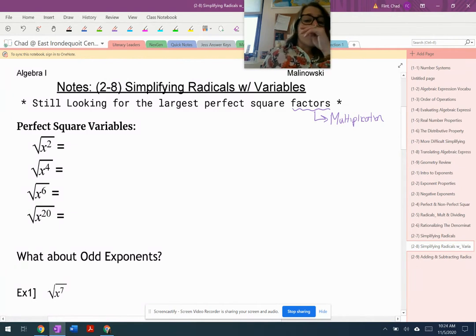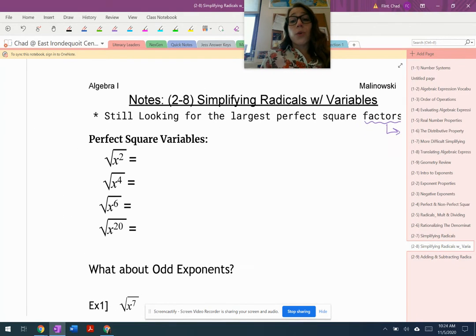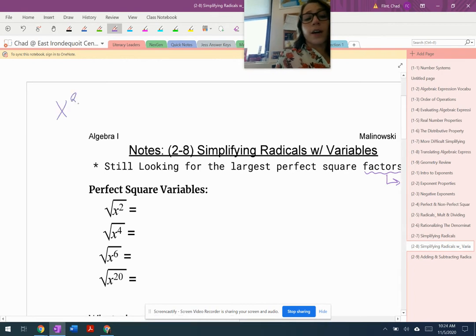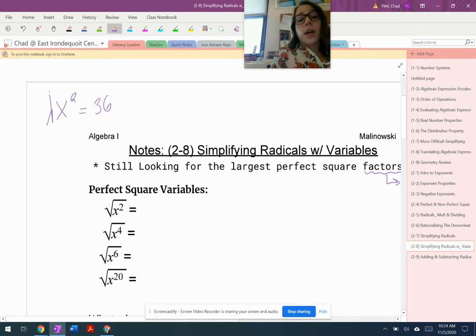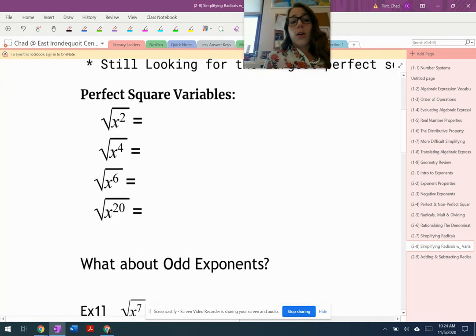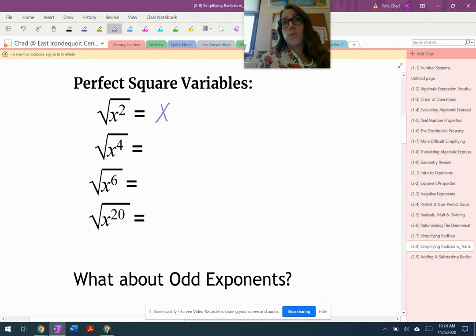When we look at perfect squares, we know we have perfect squares like 16, 25, 81. But with variables, it's a little bit different. From our work in those little baby equations, like when I have x squared equal to 36, I can undo that square by taking the square root to get x. So the square root of x squared is equal to x, because a square root undoes a square.